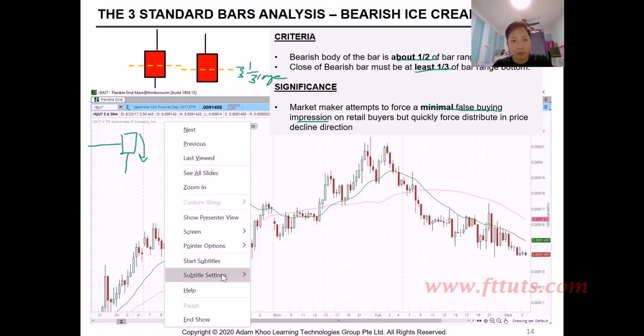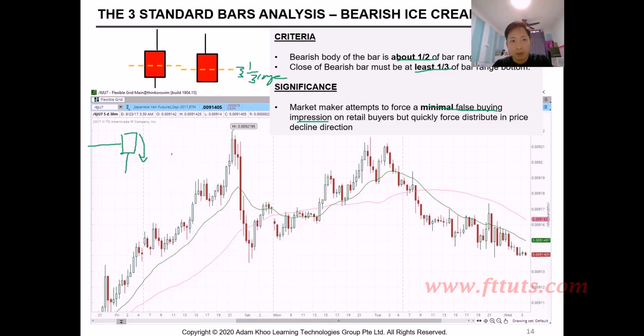So this creates a bearish rejection bar. We also call it a bearish ice cream bar. Okay, so this is a bull trap, and a bull trap is bearish to us as traders.